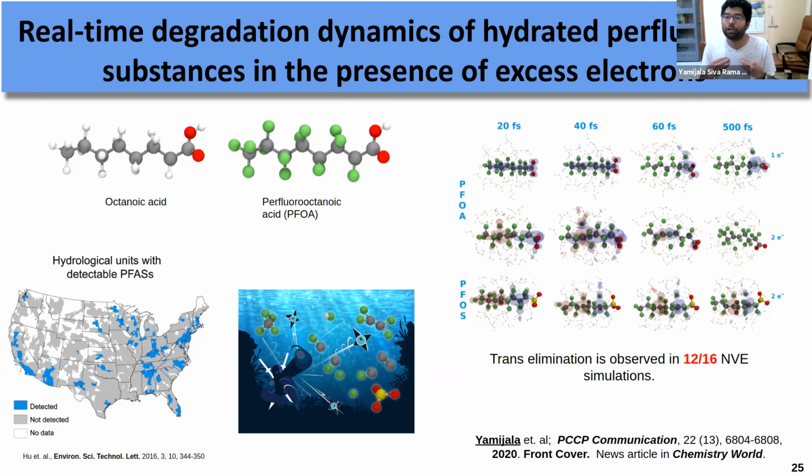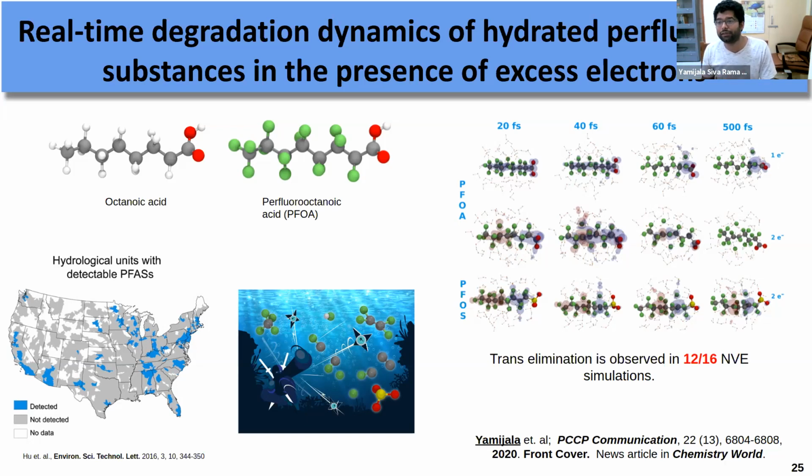Remember that carbon-fluorine bonds are one of the strongest bonds that can be formed by a carbon atom. And we observed that in these systems, the trans elimination, when you add 2 electrons, two of these carbon-fluorine bonds can be broken. And while describing the reaction mechanisms, we did find that the trans elimination is one of the important ways to degrade this system when compared to the opposite cis elimination.